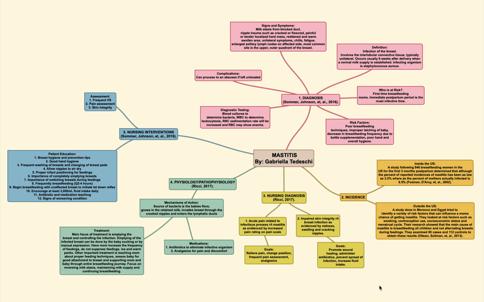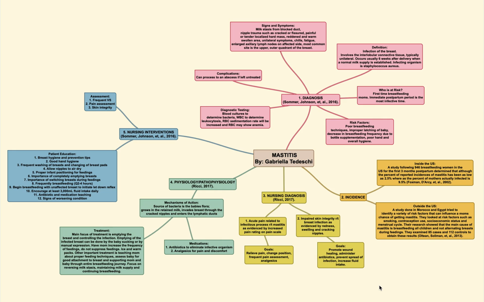Some signs and symptoms of mastitis are milk stasis from the blocked duct, nipple trauma such as being cracked or fissured, a painful or tender localized hard mass, redness and a warm swollen area around the breast, and the unilateral symptoms, like I said before. A lot of the symptoms can appear like flu symptoms, so chills, fatigue, increased temperature. We can have enlarged axillary lymph nodes on the affected side. And the most common site of the breast to be infected with mastitis is the upper outer quadrant of the breast, and that's due to the different breast tissue.